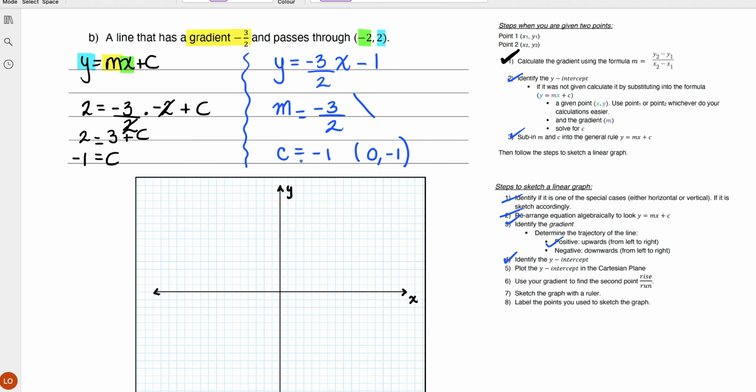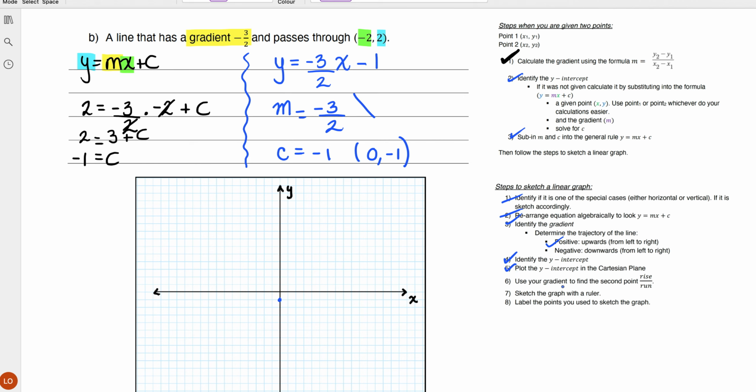Plot the y-intercept. Again, I'm going to use each one of my squares as a unit. The point is 0, -1, so -1 down here. Good, I have plotted my point.